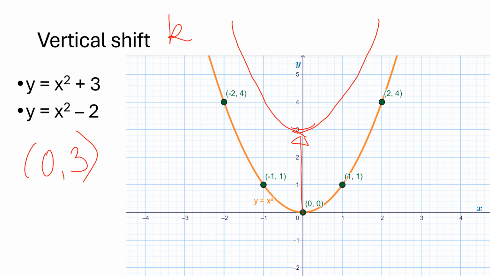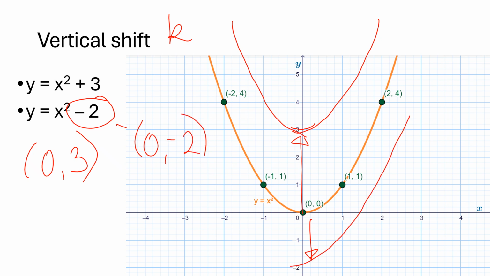If we have a negative 2 here, we're going to move the whole graph down 2 places. So now our turning point is going to be at 0, -2. So our graph will be the same shape, but move down 2 spots.